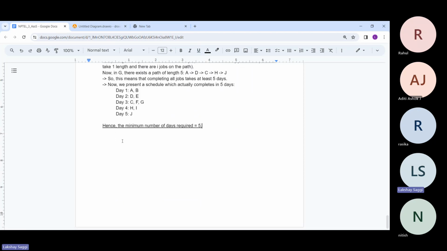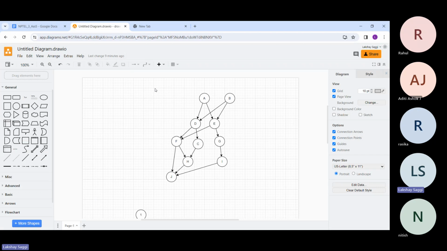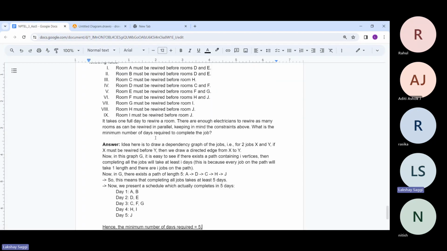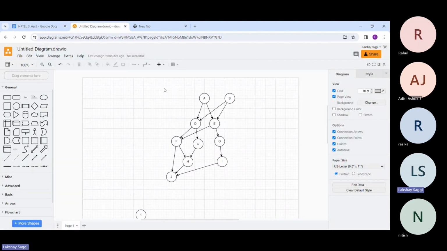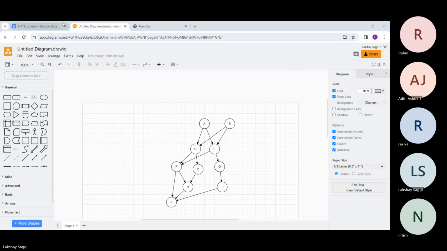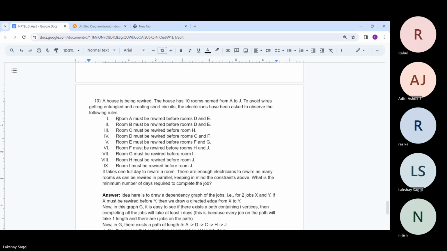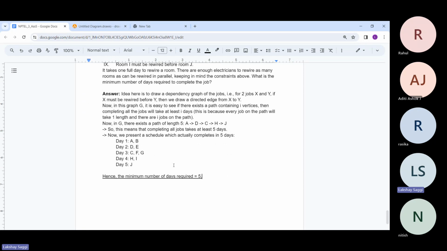So I hope it's clear to everyone that in the second question, the minimum number of days required is 5. So I'll attach these diagrams also while uploading this document on the drive. But for now, you can refer to this diagram here. Okay, so I guess this was the last question which I wanted to discuss. There were some other questions which are from the ungraded assignment, but I believe since you already get the answers to those, it is not really necessary to discuss right now since we are running out of time also.